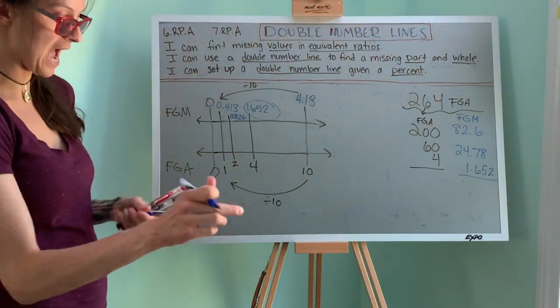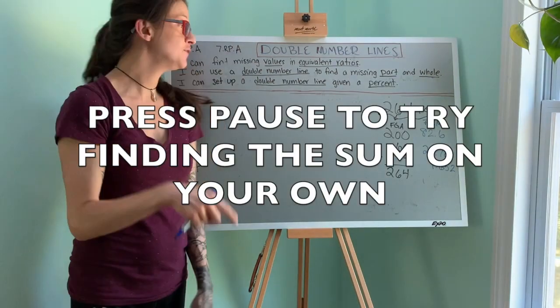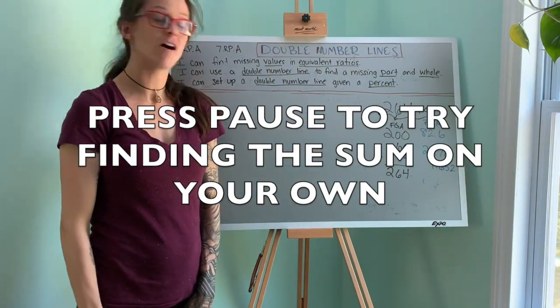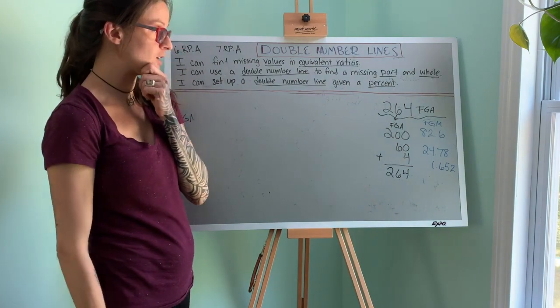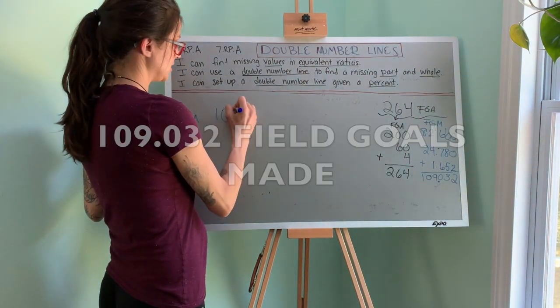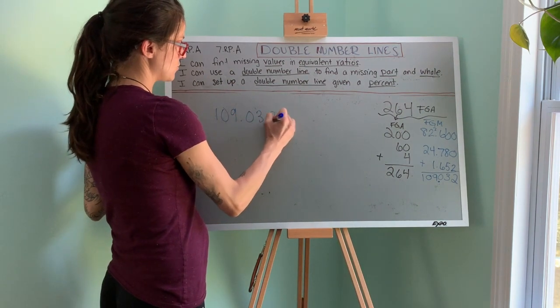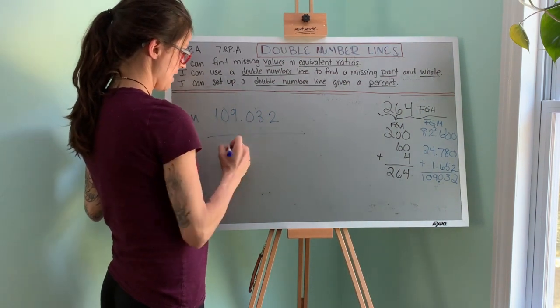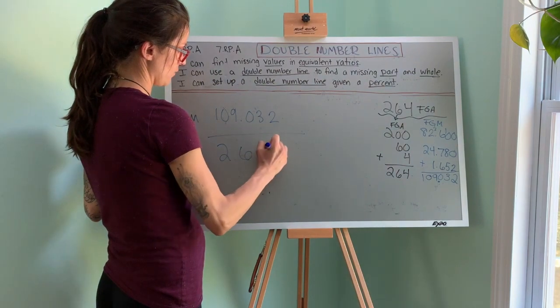Our last step is to add this all together. Press pause on your video to try to find the sum of the field goals made for James Harden. So we have that James Harden made 109 32 thousandths of a shot out of 264.